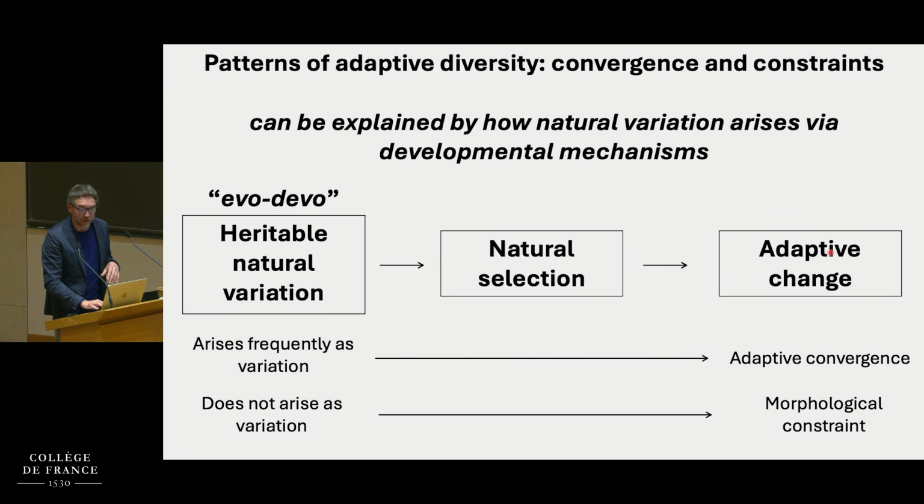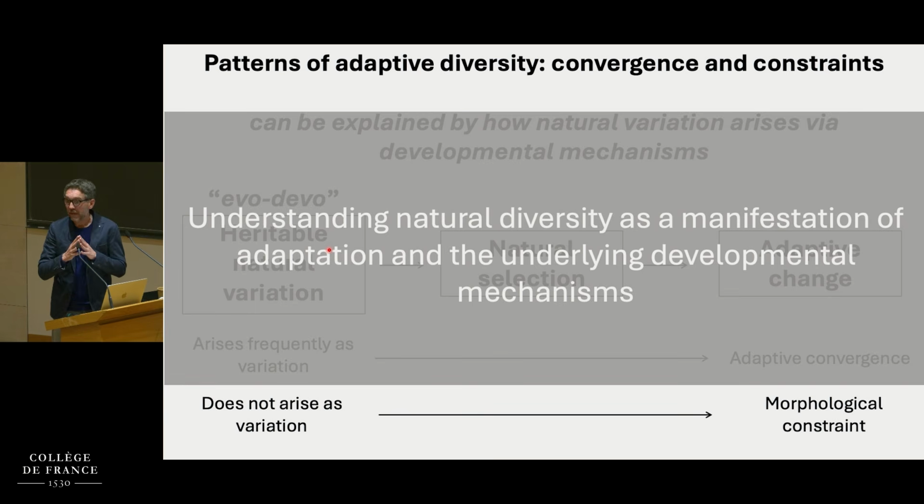So the patterns of morphology in this third box, we can interpret both as an adaptation, something that is favored by natural selection, and this is probably always true, but they are also a reflection of what is actually happening in this first box and how developmental mechanisms can actually produce variation to offer this as the raw material to natural selection.